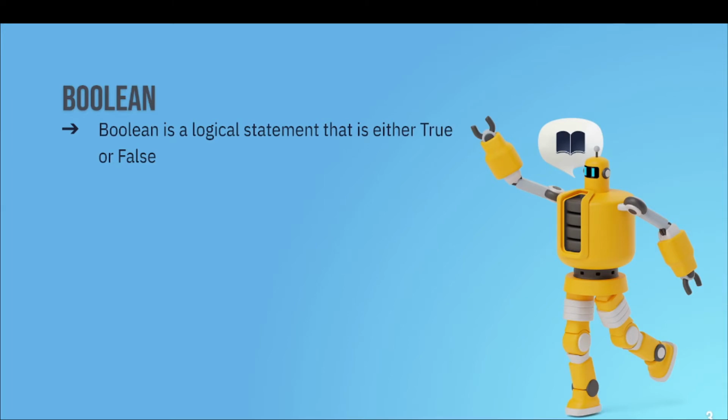First, we'll cover Boolean. Boolean is a logical statement that is either true or false. The Python Boolean type is one of the built-in data types provided by Python, which represents one of two values, that is, true or false. Generally, it is used to represent the truth values of expressions. For example, 1 equals 0 is false, whereas 2 less than 1 is false.